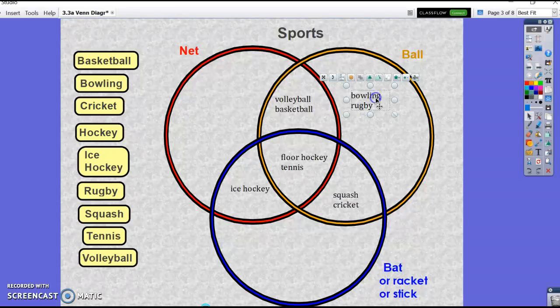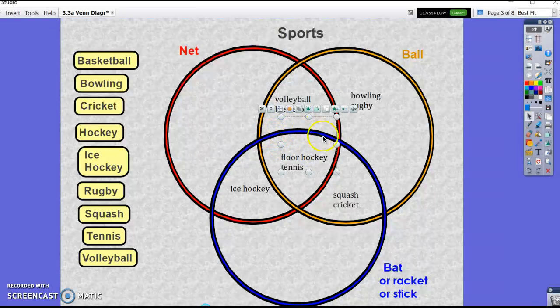Well, let's take a look at bowling. So for bowling, they don't use any type of net. You don't really need any bat or racket or stick in order to move the ball, but you do need a bowling ball if you're going to bowl. Over here in the area where the ball and the net overlap, we've got volleyball and basketball, because for both of those you have some type of net, you've got some type of ball, but you don't use a bat or a racket or a stick or anything like that.